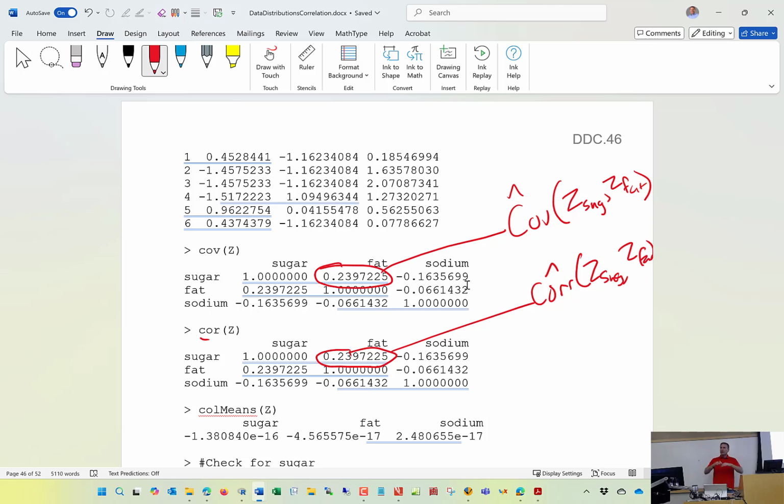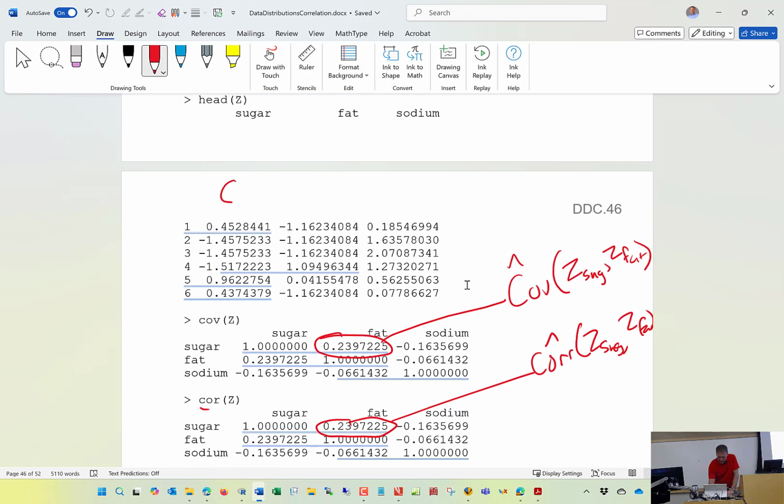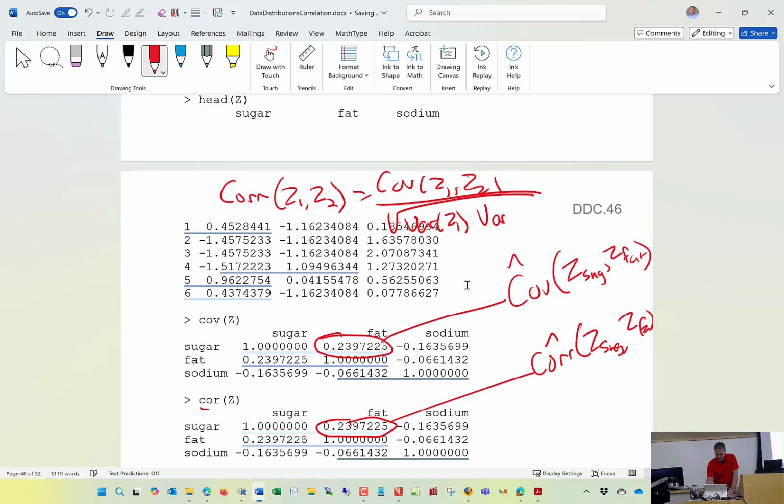Exactly. So if we look at, let's say, the true correlation, so this isn't the estimated, let's say the true, and let's say we just have two variables called Z1 and Z2 that are standardized. Then we have the covariance of Z1, Z2 over the square root of the variance of Z1 times the variance of Z2. Well, what's the variance of Z1? 1. Variance of Z2 is 1. That's why we have this happen.